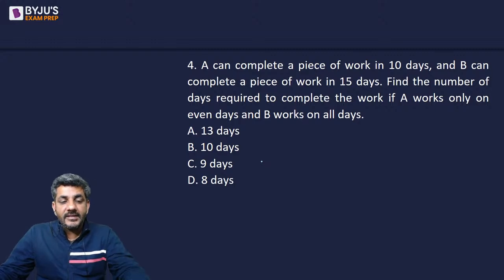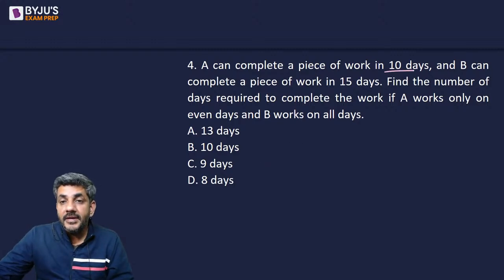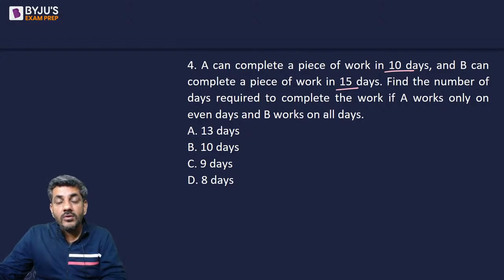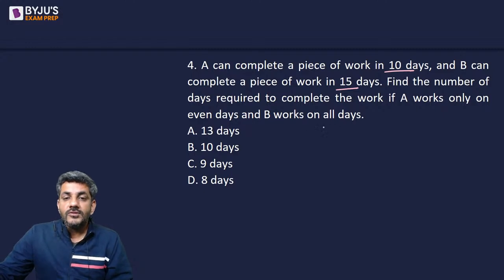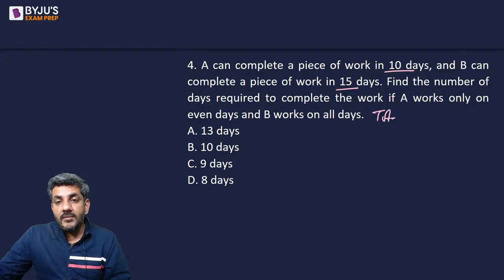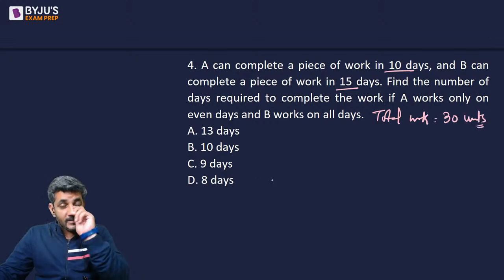A can complete a piece of work in 10 days. B can complete the same piece of work in 15 days. Find the number of days required to complete the work if A works only on even days, B works on all days. So first of all, if A can complete the work in 10 days, B can complete the work in 15 days, I will assume the work as an LCM of 10 and 15, that is 30 units.